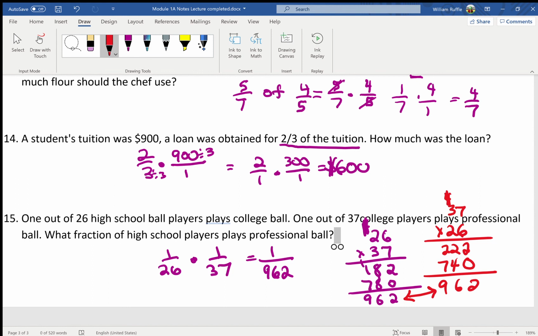All right, and that's the end of 1A. So that was pretty good. Hopefully this will help you on the second part of the 1A homework, and I hope you find these helpful.